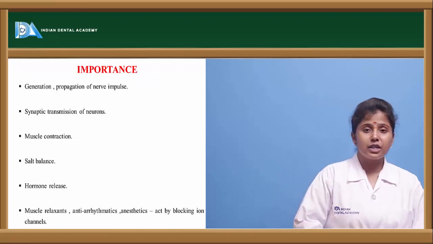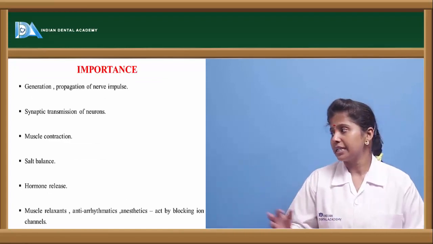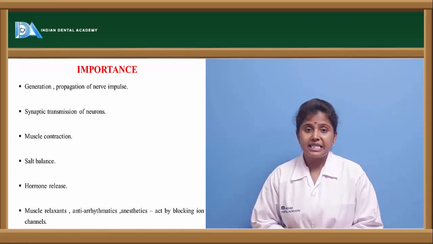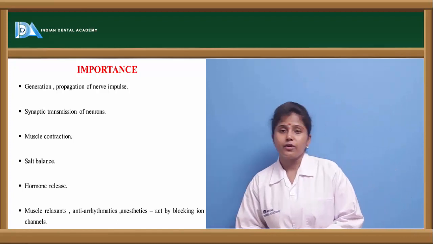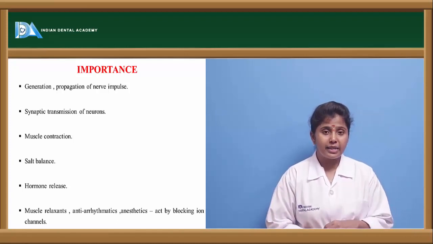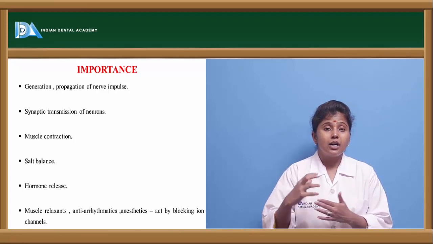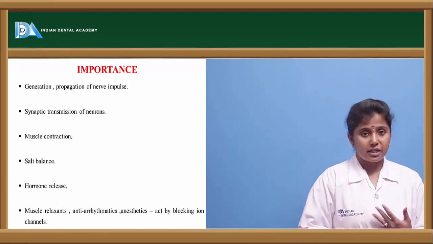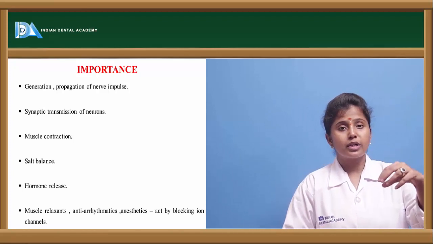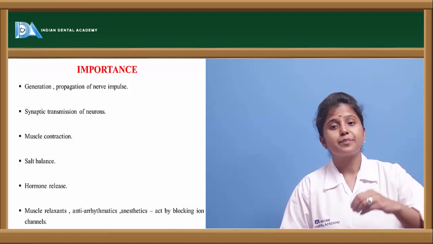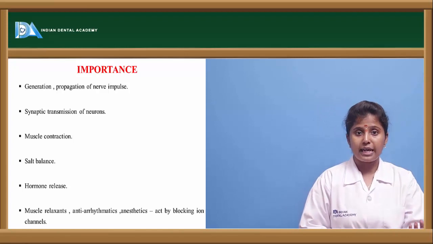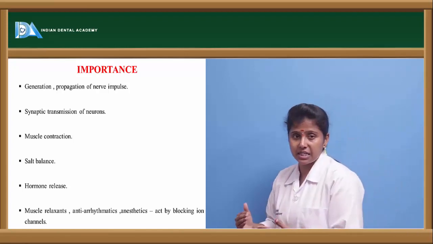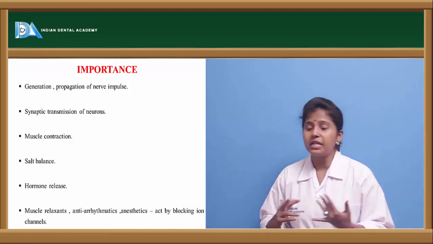If you see the importance of these receptors, they mainly aid in the generation and propagation of nerve impulses. So if a drug is binding to these receptors, they aid in generating the nerve impulses, and they aid in the synaptic transmission of neurons. So the neurotransmitter, when it is released in the synapse, binds to these receptors and shows the action. So this transmission, signal transduction, is based on these receptors.